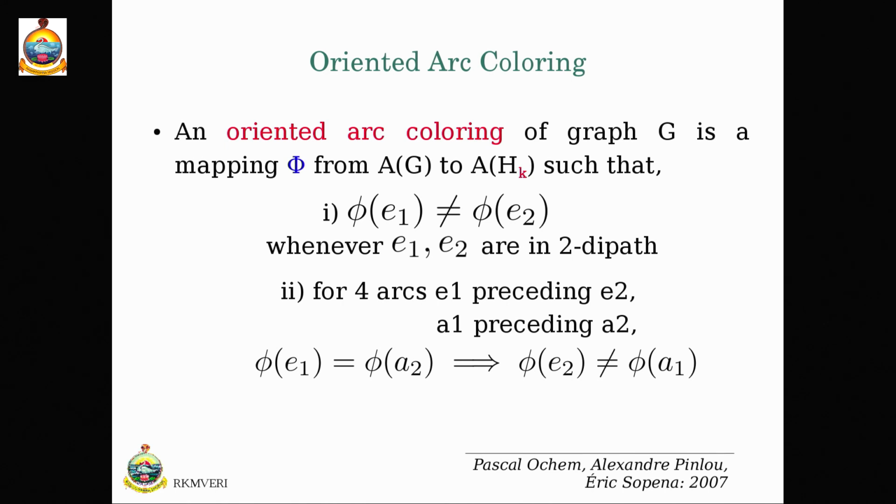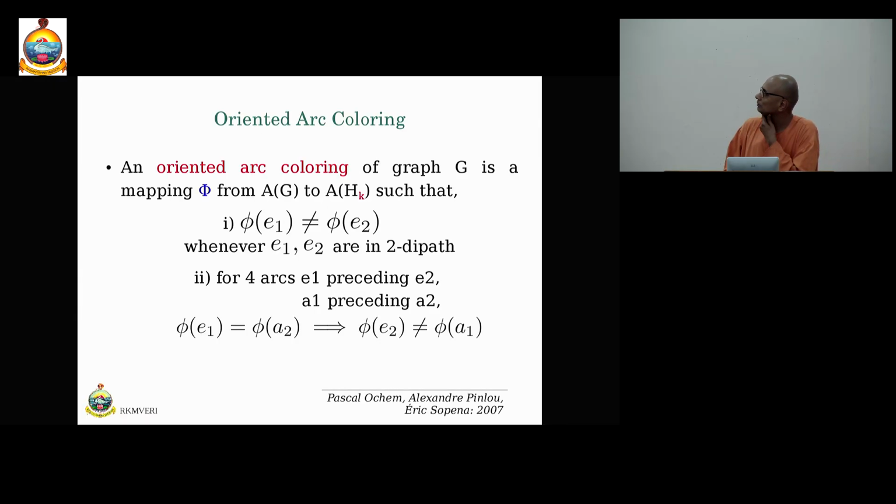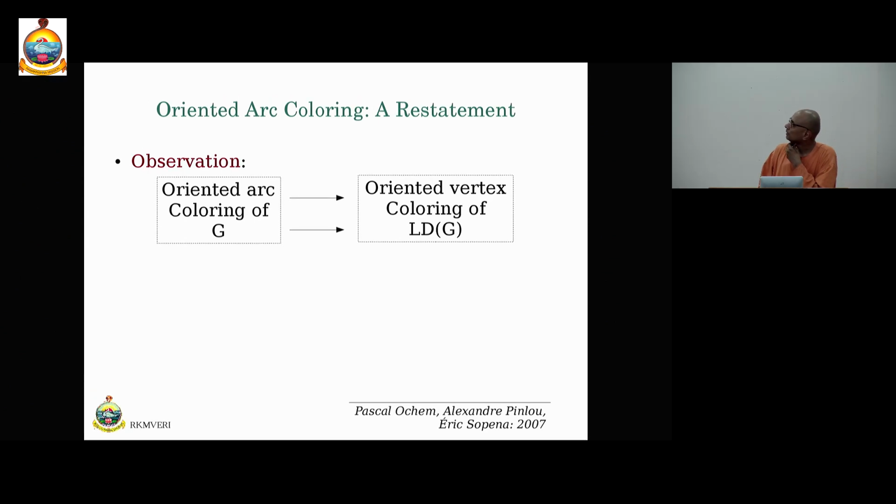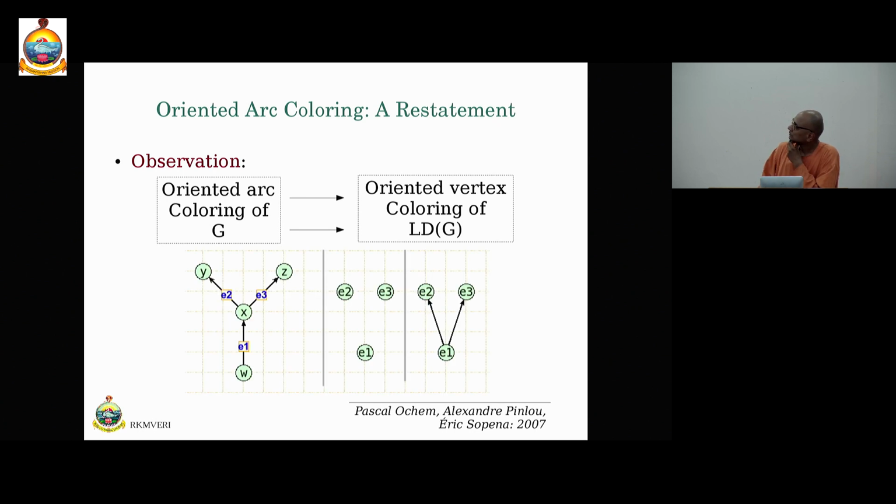But prior to that, we should know what oriented arc coloring is, because oriented vertex coloring and arc coloring put together will be the total coloring. And arc coloring is pretty, even though the equations look pretty verbose, let's look at a picture which will speak volumes. If you want to do arc coloring of G, then you can do the vertex coloring of the line diagram of G, and then you are done with the arc coloring.